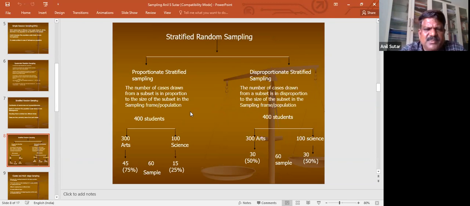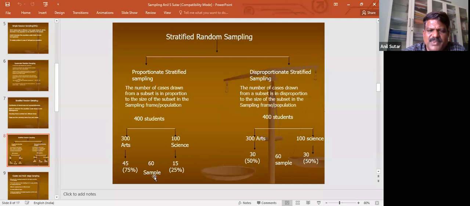In case of proportionate stratified sampling, the subsets are given weightage in proportion to the population size. For instance, suppose in a college there are 400 students, and you want to select 60 as your sample, as I have shown here. Suppose out of 400, there are 300 from the arts stream, and 100 from the science stream. Then if you have to select 60 total from this 400, ideally speaking, you should select 45 from the arts stream randomly, you are doing it randomly. Then 15 students from the science stream.